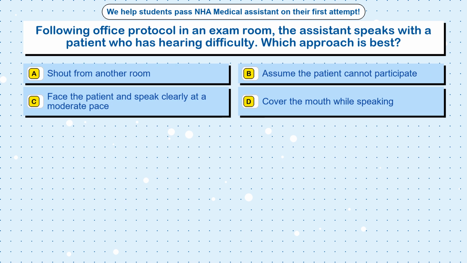Question 41. Following office protocol in an exam room, the assistant speaks with a patient who has hearing difficulty. Which approach is best? Option A, shout from another room. Option B, assume the patient cannot participate. Option C, face the patient and speak clearly at a moderate pace. Option D, cover the mouth while speaking.